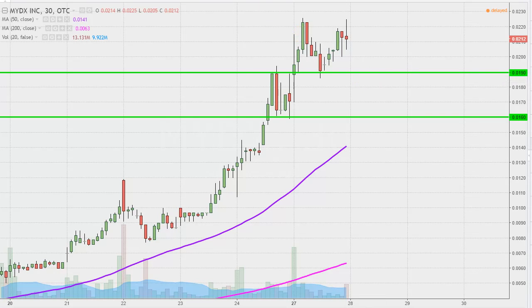Next level of support after that is the green line down here, which I talked about on Friday, 0.016. And then from the big picture perspective, as long as the price is above that purple line there, which is the 50-period simple moving average, then the bulls are in full control, no questions asked.